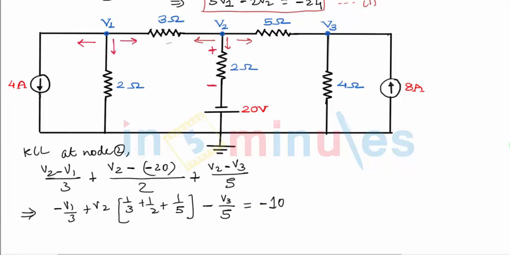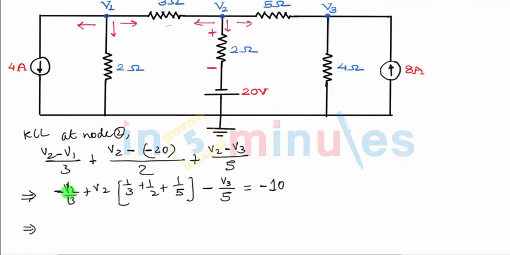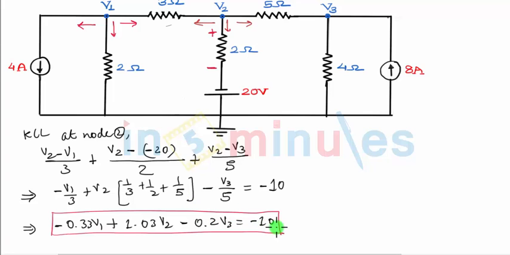And on solving it further, V1 by 3 is nothing but minus 0.33 V1, plus 1.03 V2 if you solve this in the calculator, and 1 by 5 is 0.2, so minus 0.2 V3 equal to minus 10. So that's my second equation, and this time it is in the form of all 3 variables V1, V2 and V3.